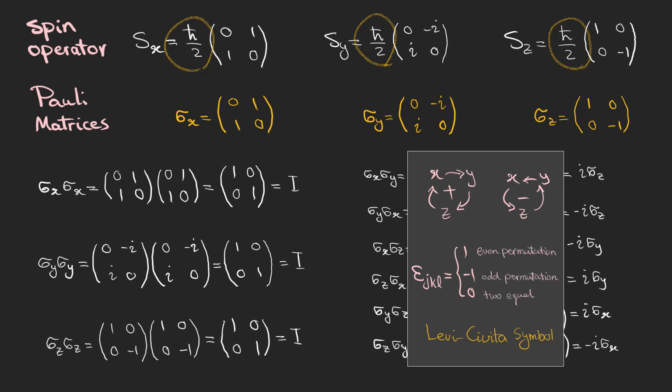If we have an even permutation, it yields 1. For odd permutation, it gives -1. And if two of the indices are equal, it gives 0.